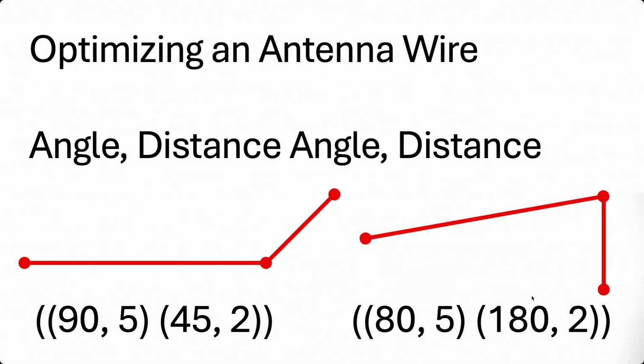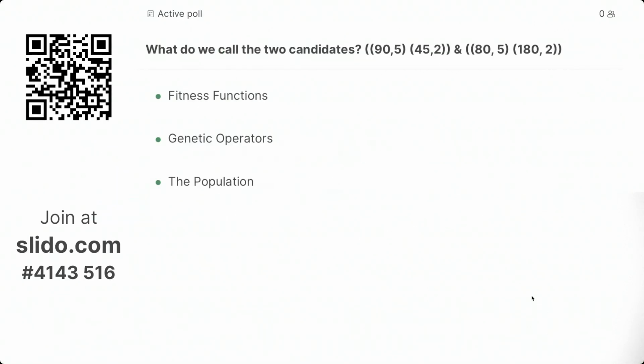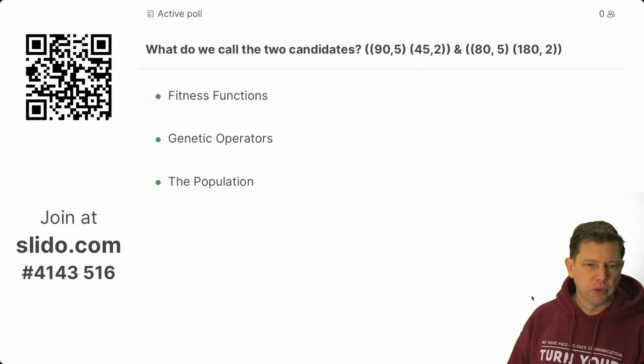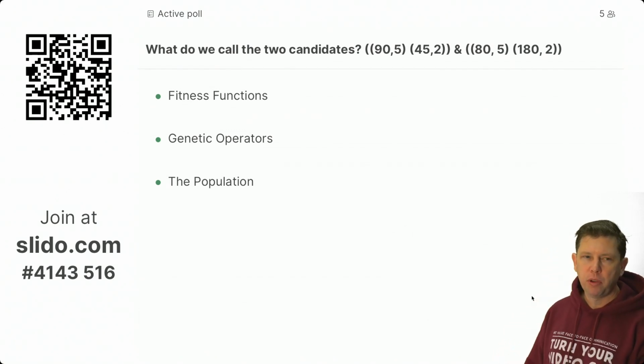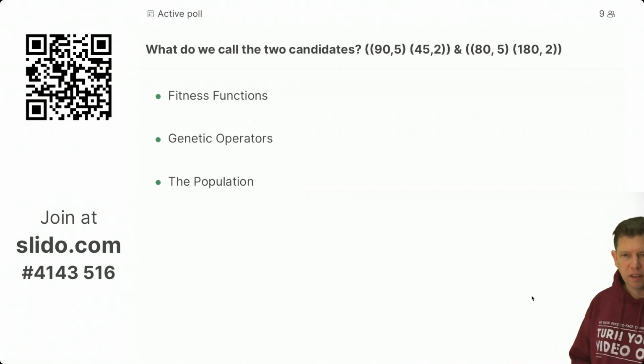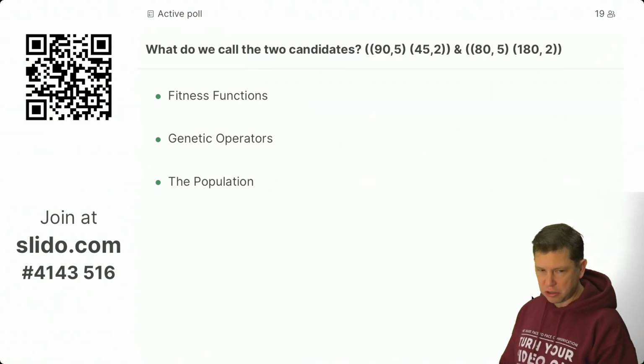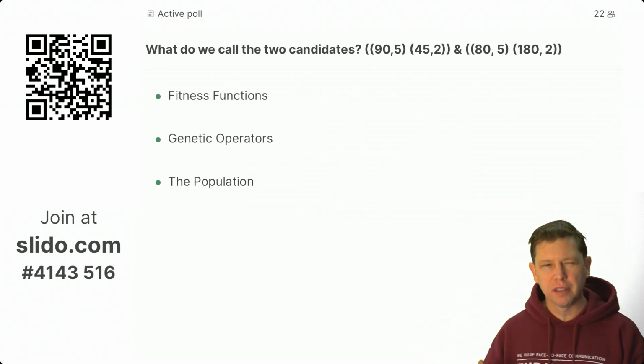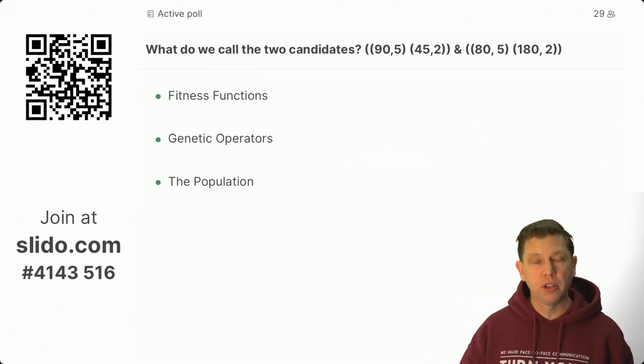So I've got two different proposed solutions. So what do we call these 2 candidates? I may have given it away, but are those 2 candidates the fitness function? Are they the genetic operators? Or are they the population? How would you describe it? And like I said, there's no penalty for guessing here. Our goal is just to try to interact with this. So we've got to get more experience interacting with the terminology.